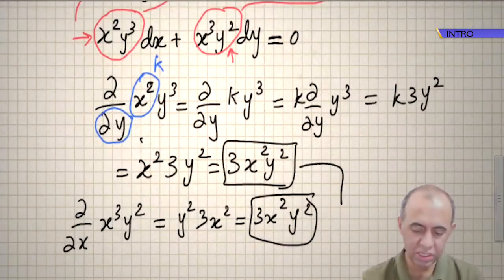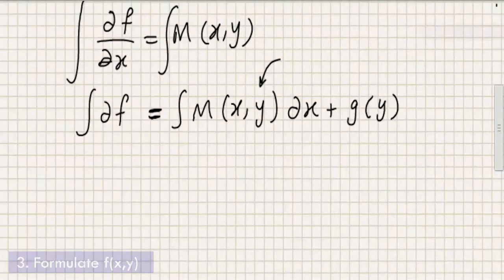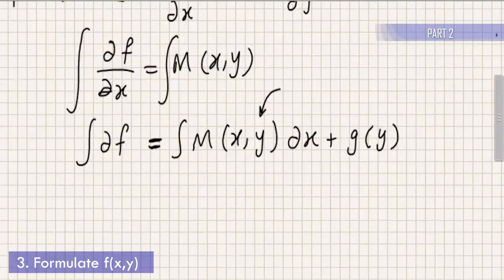So we get the same results. So we say that the Euler test is passed. Okay, so when we reach this part, this is the method of solving the exact equation.